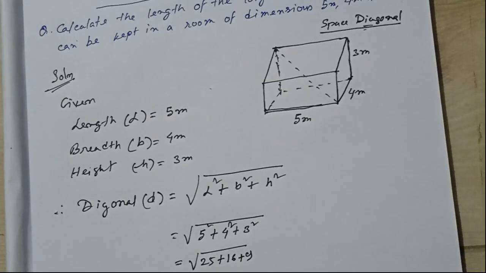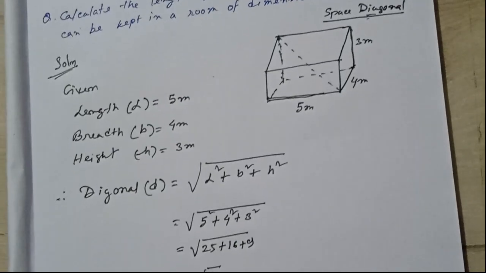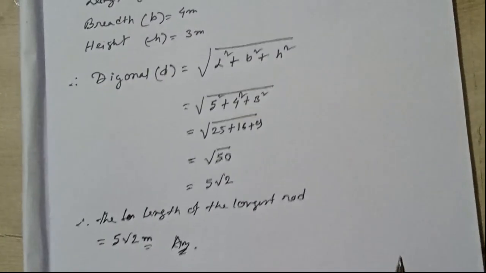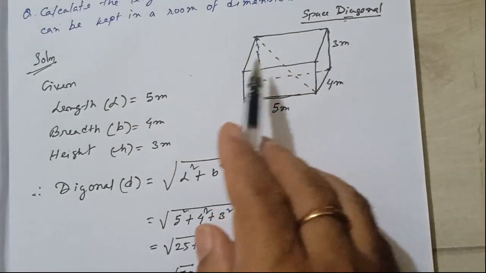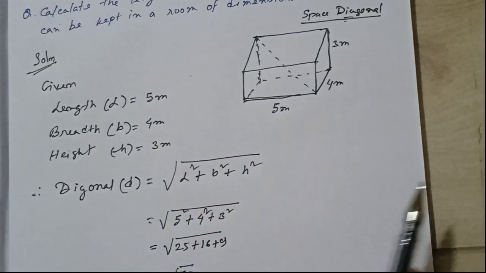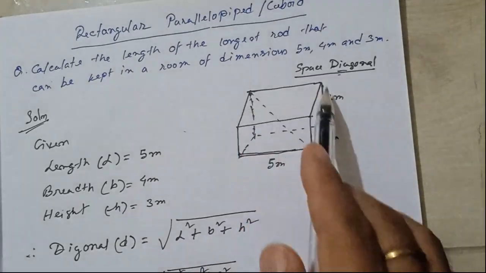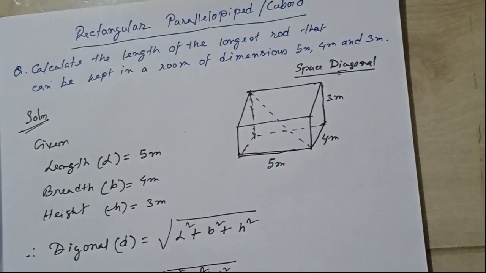Fine. So depending on the marks given, you can write only this one, it will be okay. Or if the marks given are more, then you can write the diagram also to illustrate. Fine.